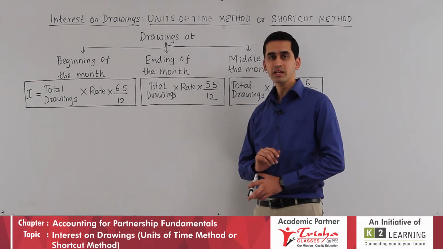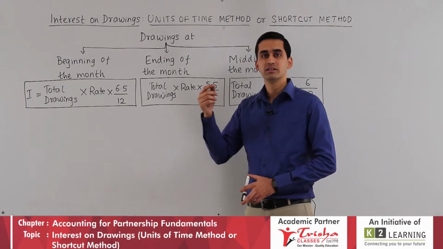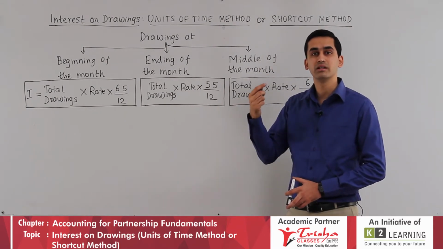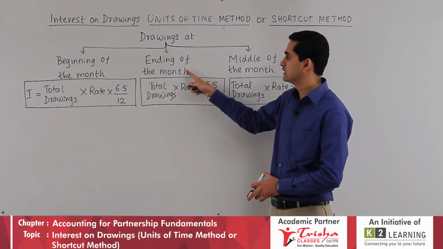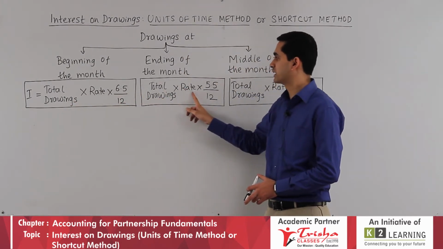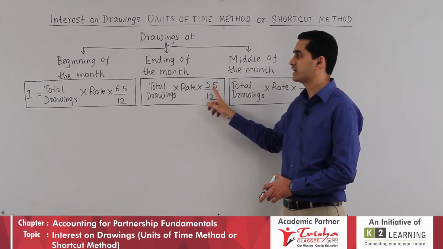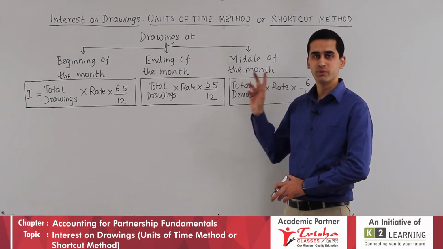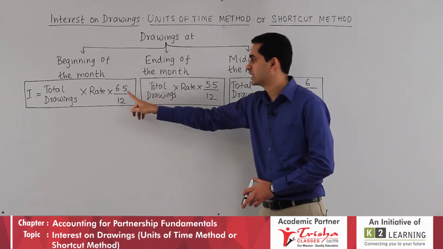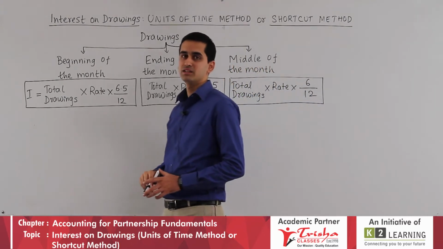Next, if the drawings are happening at the end of the month, that is 31st March, 30th April, 31st July and so on, then the formula will be same, total drawings multiplied by rate. If it is beginning, it is 6.5 by 12. If it is ending, then it is 5.5 by 12. All that we have to remember is only 6.5, 5.5. The other two things will remain same.